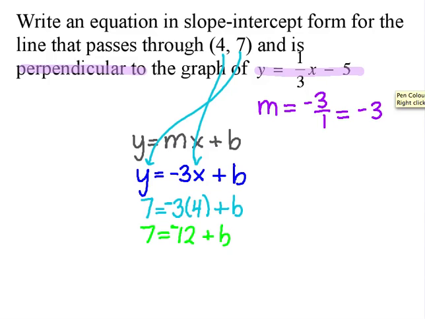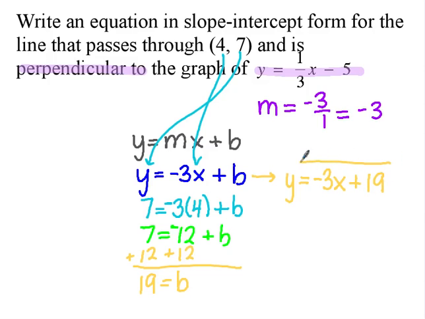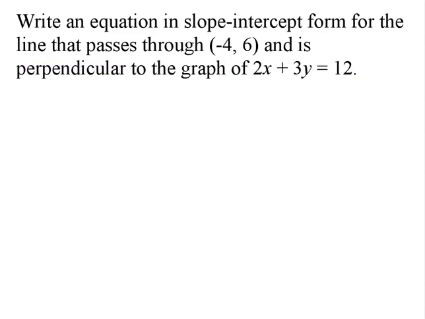And then what do I do to solve for b? Add 12. So what do I get b to equal? 19. So I'm going to go up here to this equation, and I'm going to plug in 19 for b. And there you go. Questions? This is the same steps that we went through yesterday. The only thing different is we're having to adjust the slope a little bit. Let's go ahead and look at another one.